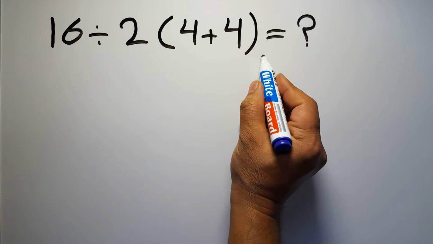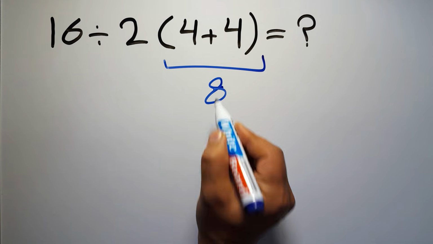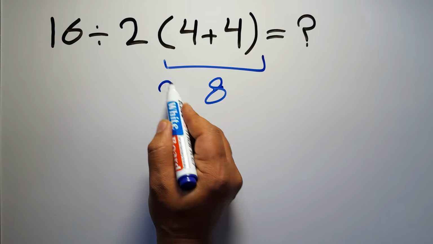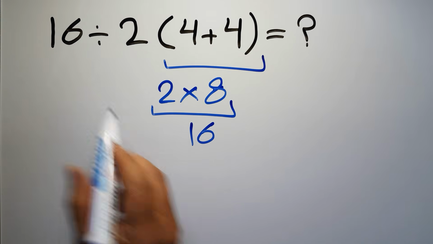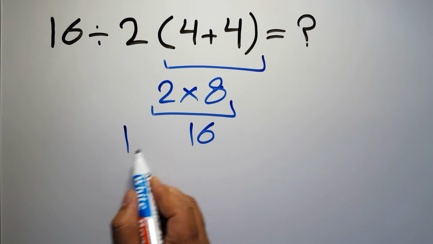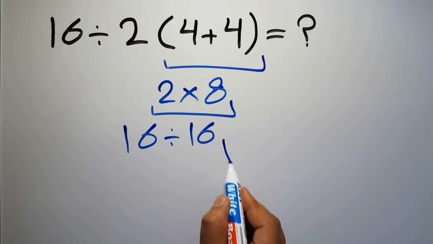4 plus 4 equals 8. And 2 times 8 gives us 16. So 16 divided by 16 is just 1.